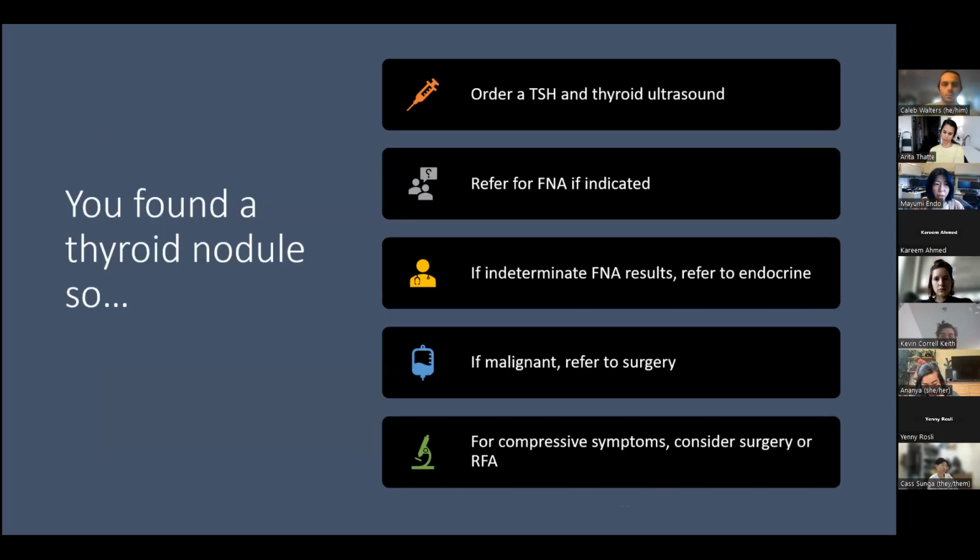Summary. If you find a thyroid nodule, order the TSH and ultrasound. Refer to us for biopsy if needed. If indeterminate, we can repeat the biopsy to do the molecular testing. For compressive symptoms, and if the patient does not want a surgery, now there's a non-invasive procedure option called radiofrequency ablation.